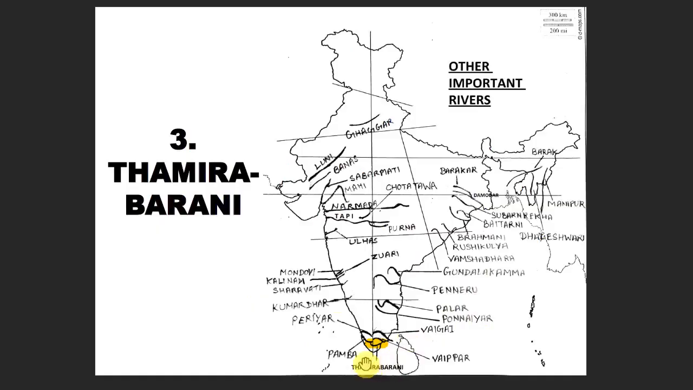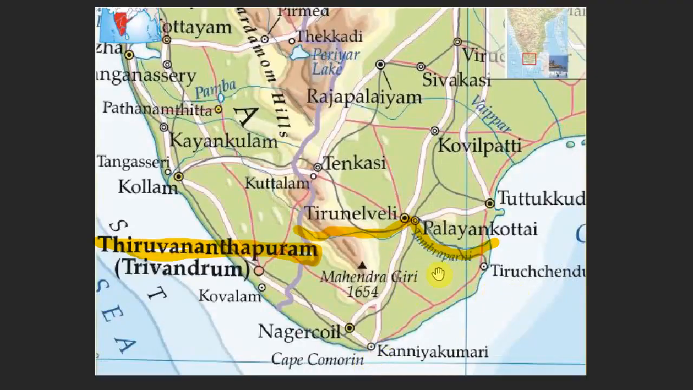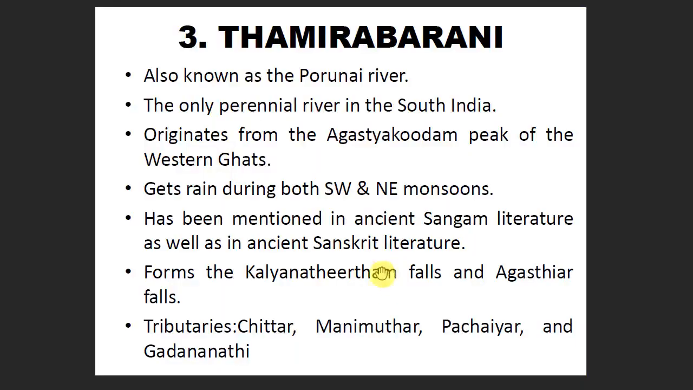So Thamirabarani originates near the Kerala Tamil Nadu border, and it flows to Tirunelveli to join the sea. It's a very small river, completely located within Tamil Nadu. So this river is called the only perennial river in South India, and that is because it gets rain from both southwest as well as northeast monsoons.